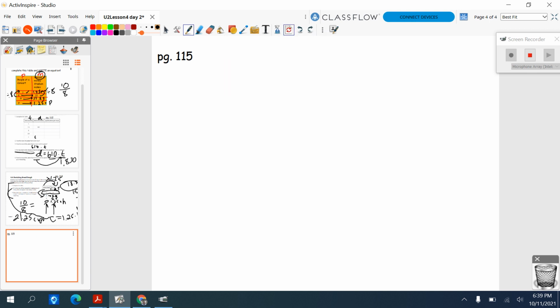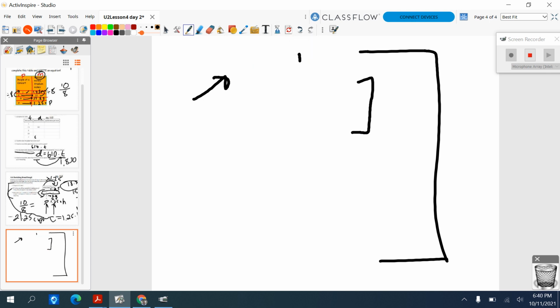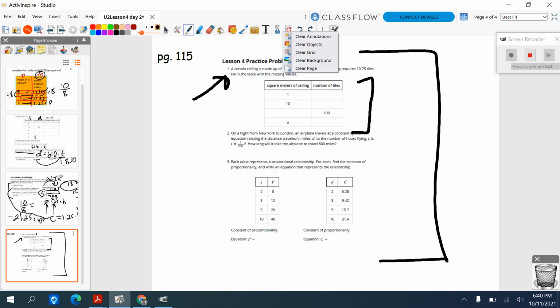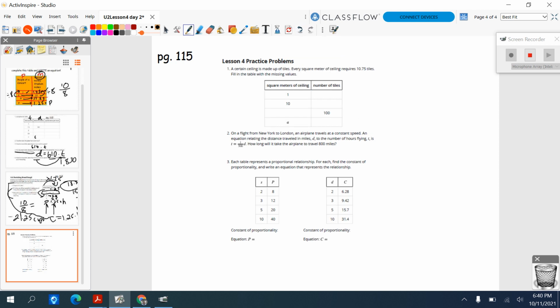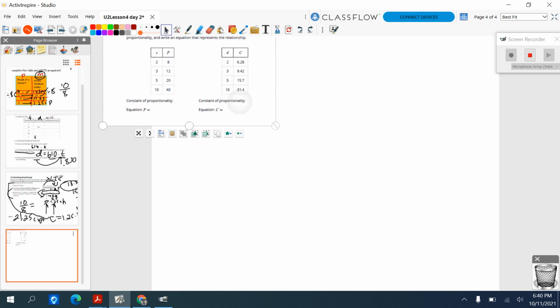Well, let me go make this bigger so that you guys can see this better. Oh, oops, that is not what I wanted to do. There we go. So hold on one second. There we go. That's not what I wanted to do. I just want to clear the annotation. There it goes. Okay. Let me go ahead and make this bigger, so that I can enter this.